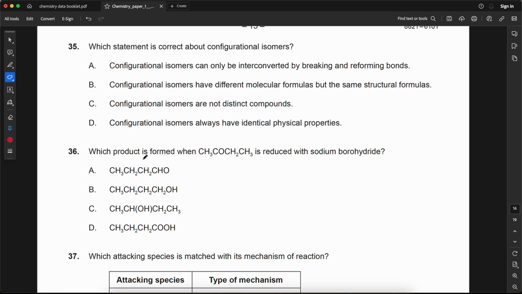Which statement is correct about configurational isomers? Configurational isomers, their interconversion requires breaking and forming bonds, and they produce stereoisomers and enantiomers. So it will be A.